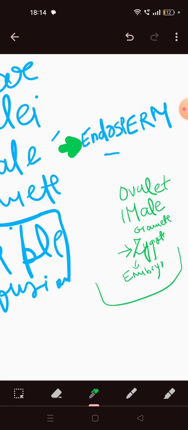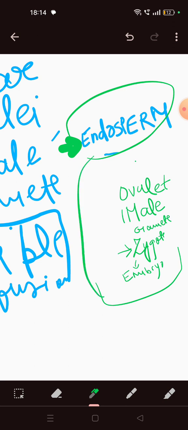Now where does the nutrition come from? Like in the female reproductive system, the placenta is providing nutrition to the little baby, right? Now here endosperm acts as the placenta. Endosperm is providing nutrition to the embryo. So afterwards this embryo will get this nutrition and harden up to form seed.